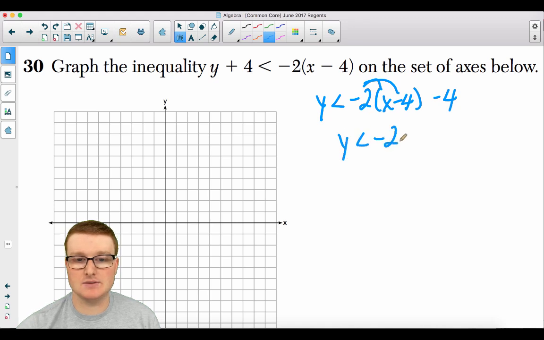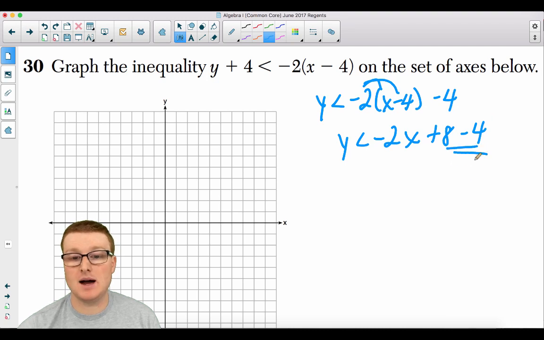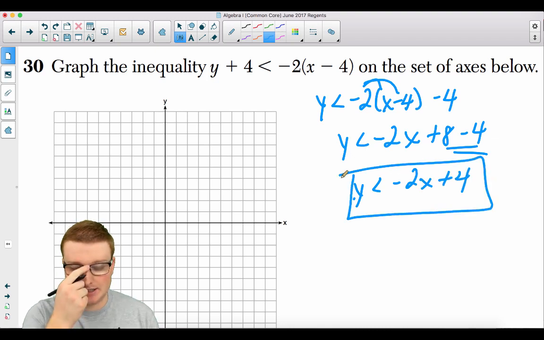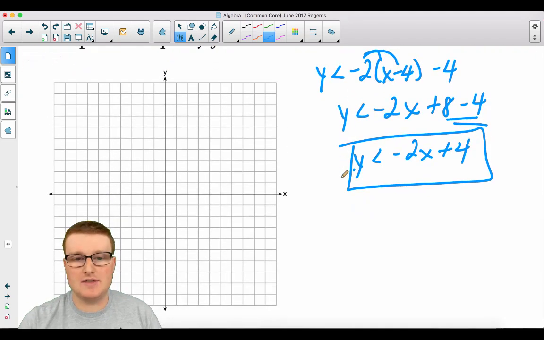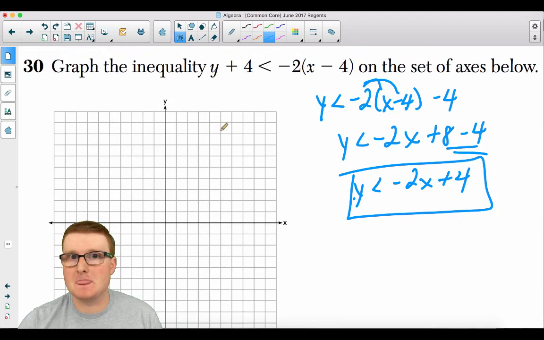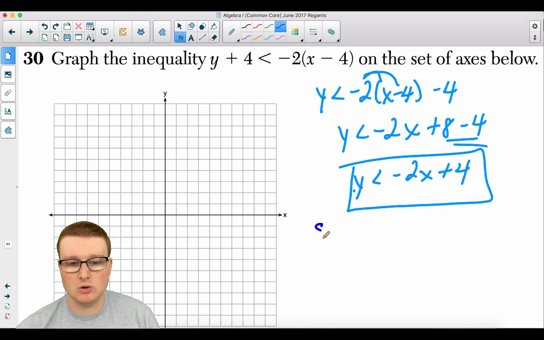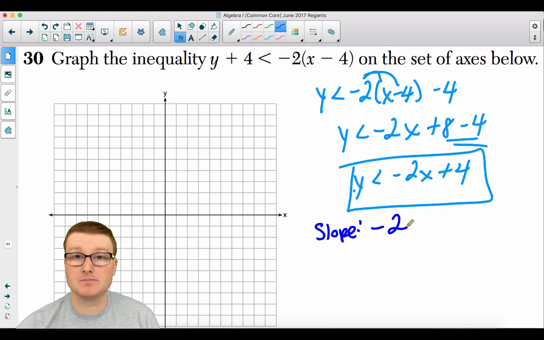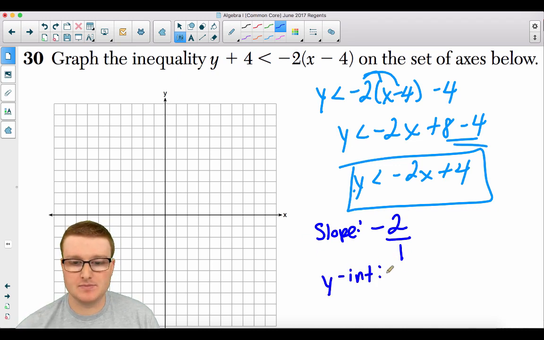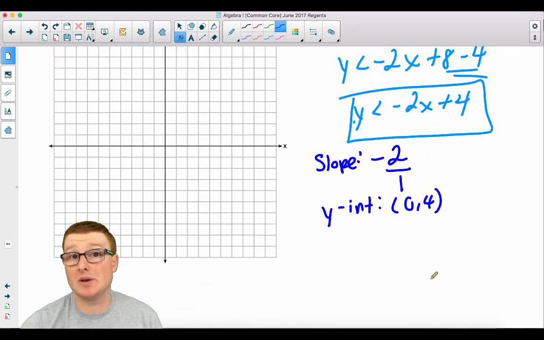We get y is less than -2x. -2 times the -4 gives you a +8, then the -4. Combine these two. 8 minus 4 is +4, so y is less than -2x plus 4. You're graphing this inequality here. This is all the work you need, but I like to write everything down about this graph. The slope is -2 over 1, rise over run. The y-intercept is 0, 4. You're just going up 4.